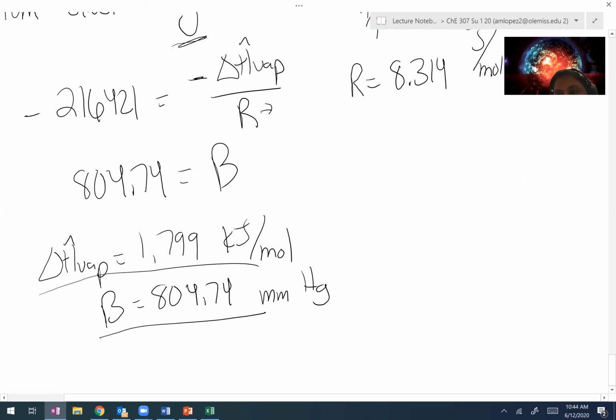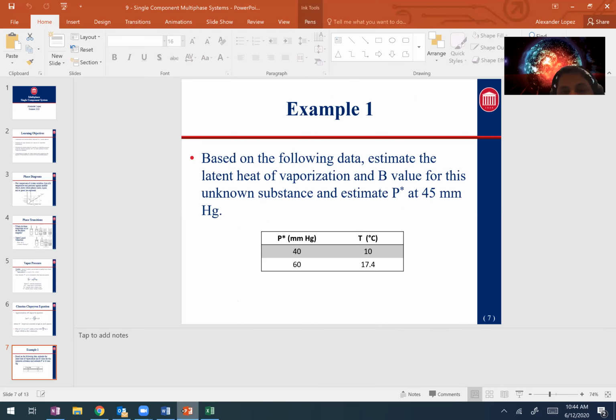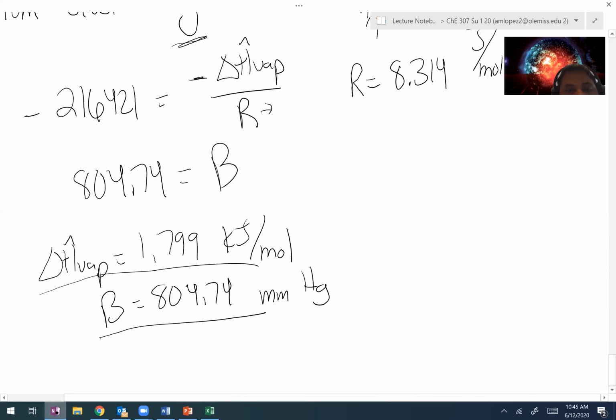Are there any questions on how we came up with that? So now I have the latent heat of vaporization in kilojoules per mole and my B value in millimeters of mercury. The last thing that we can look at is to estimate the temperature to get a vapor pressure of 45 millimeters of mercury. I wrote that wrong. I apologize.